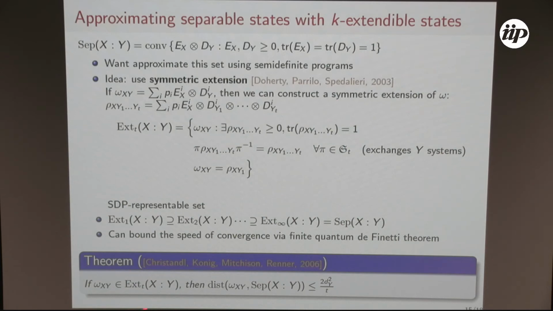Actually, this is what you would usually want, because what you would do to approximate is: you cannot test whether your state is separable or not, but you can test whether your state is extendable. So imagine you have ω_XY, you know it's extendable. It doesn't mean that it's separable, but this tells you that there is a separable state which is epsilon close. So it's in the good direction. Yes, it's infinitely extendable.